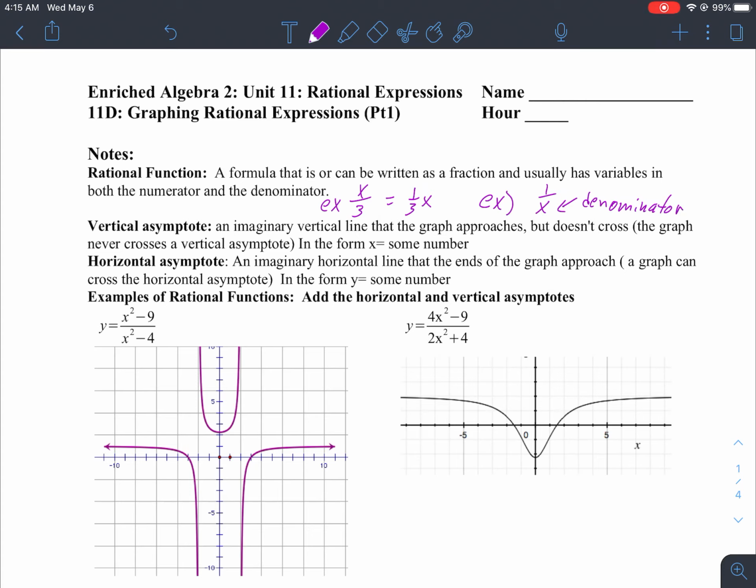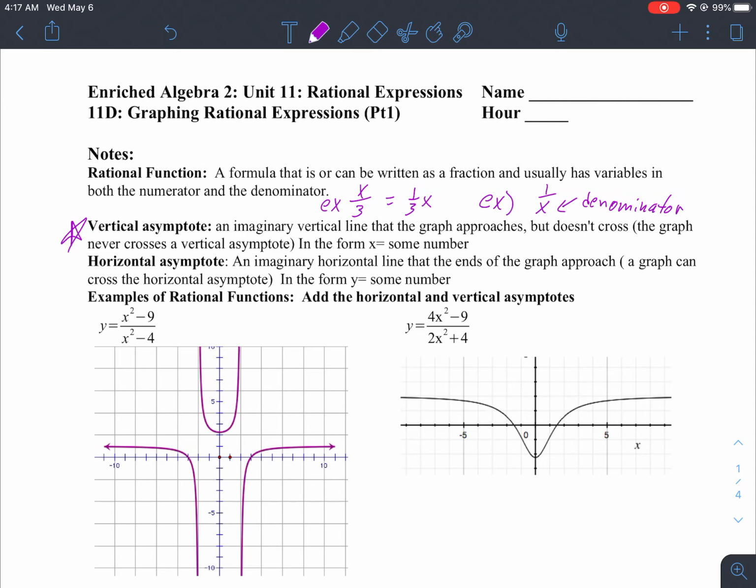Okay. One of the weird things that happens is you get graphs that look like they're separate pieces. So if you can see this graph, it looks like there's 3 separate pieces. That's one thing that can happen with a rational function. Okay, to split these pieces, we have what are called asymptotes. So a vertical asymptote is an imaginary vertical line that the graph approaches but doesn't cross. Horizontal asymptotes are kind of the same thing. They're imaginary horizontal lines that the graph doesn't cross at the end, but the graph can cross them in the middle. So I'll try to explain that in a second.